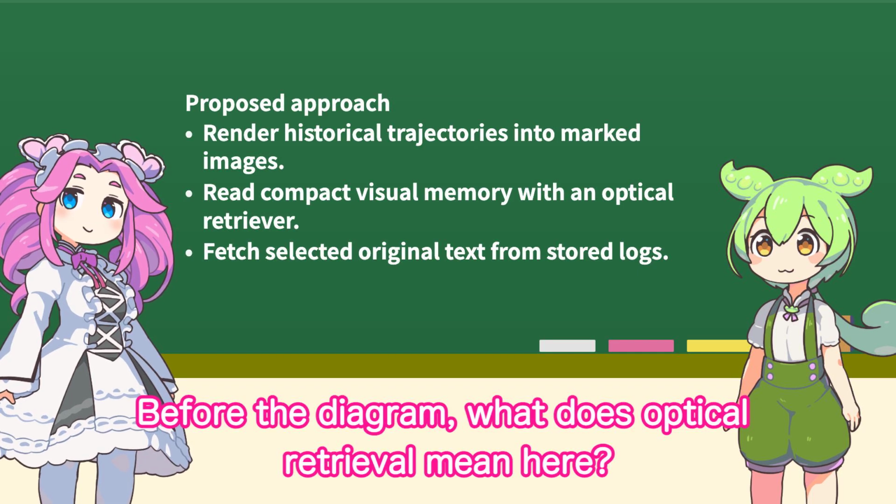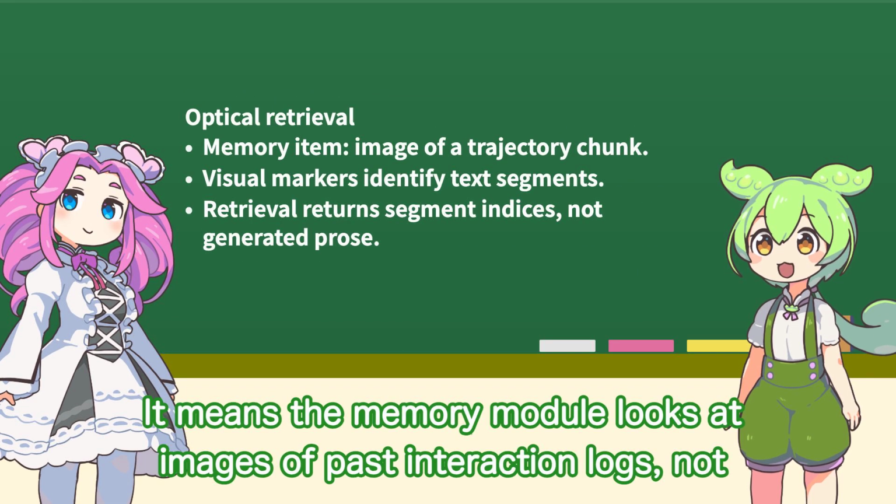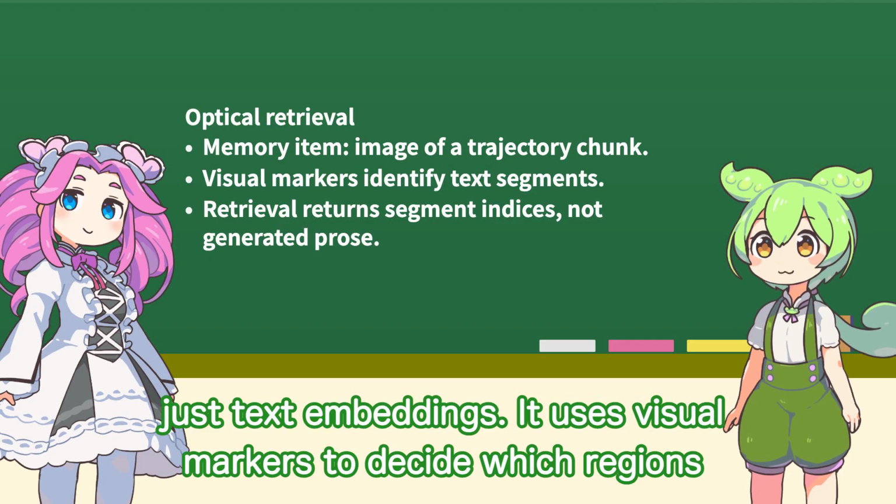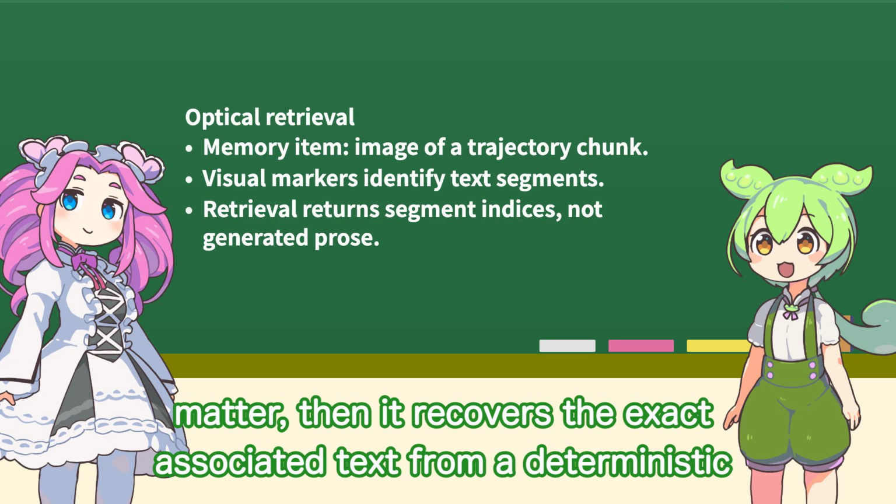Before the diagram, what does optical retrieval mean here? It means the memory module looks at images of past interaction logs, not just text embeddings. It uses visual markers to decide which regions matter. Then it recovers the exact associated text from a deterministic log.